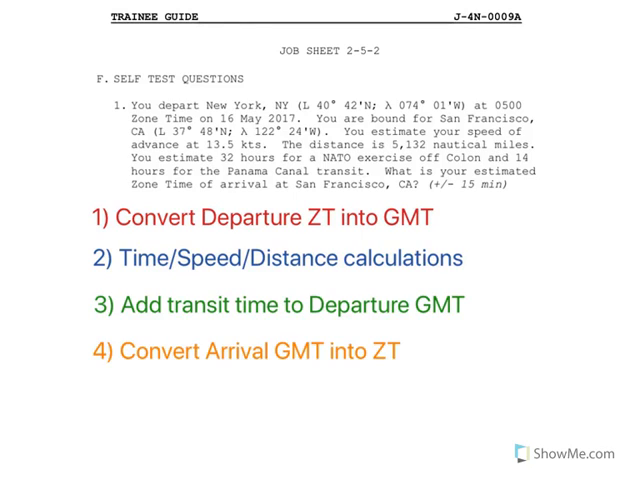If you're following along, you can go to job sheet 2, TAC 5, TAC 2 in the training guide, and we'll be completing question number 1. In this example, you'll be going from New York City to San Francisco, California.